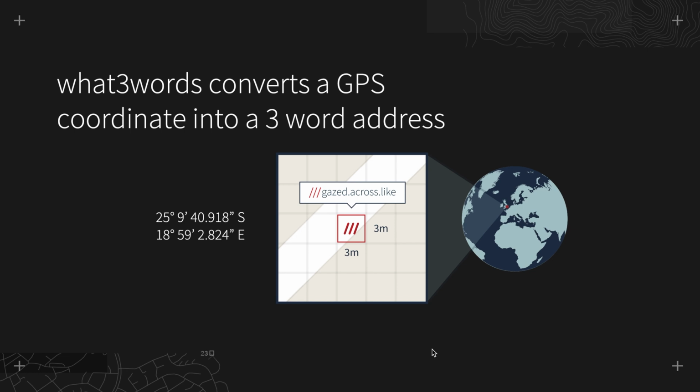So really important to point out that we're not trying to reinvent the wheel here. All our technology does in the back end is take a long string of numbers of a GPS coordinate, convert it into a 3-word address, and vice versa. So it's a very simple piece of technology.